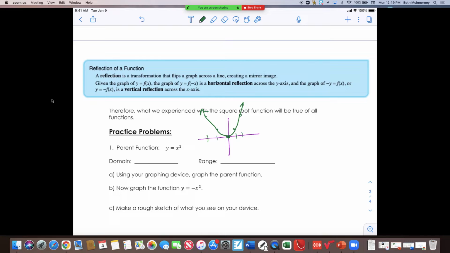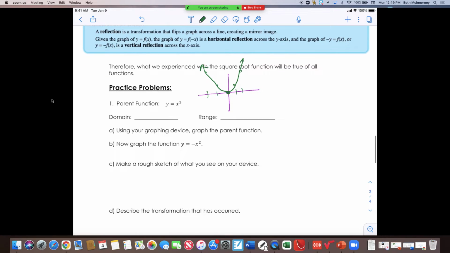So, if y equals x squared is our parent function, anybody remember what was the domain? How far left and how far right does this parent graph go? Yeah, Davey? Yes, it goes left forever and right forever. What's the range? What's my up and down? Wyatt? Nice. 0 to infinity.